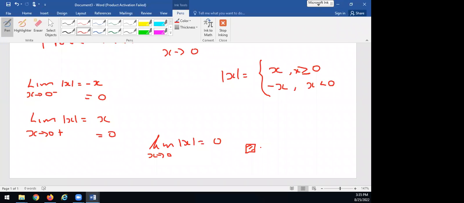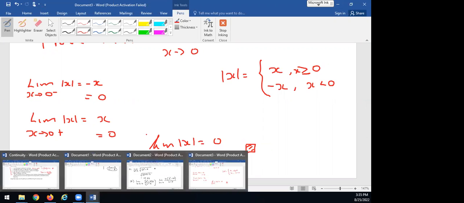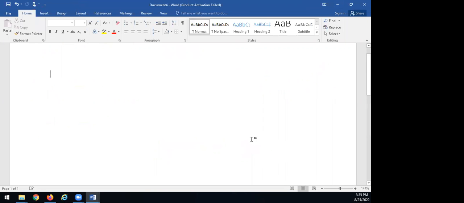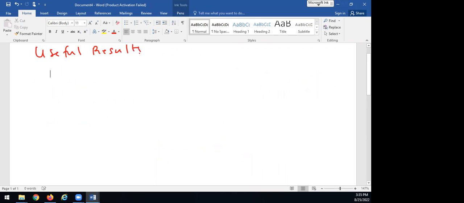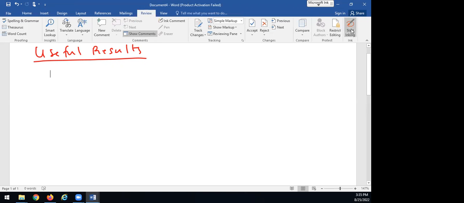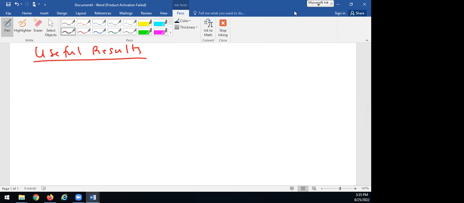All right, let's look at some useful results. And this involves trigonometry. So this is where it gets pretty interesting. So useful results. And you're going to use these whenever you're asked to solve these type of limits.